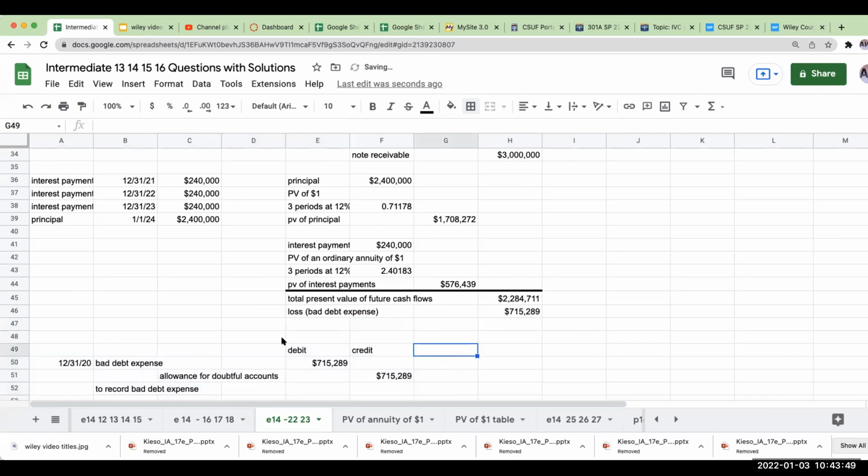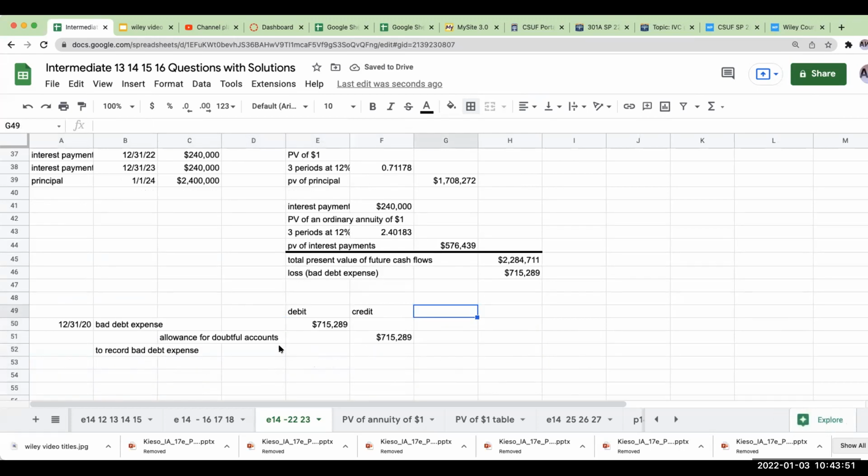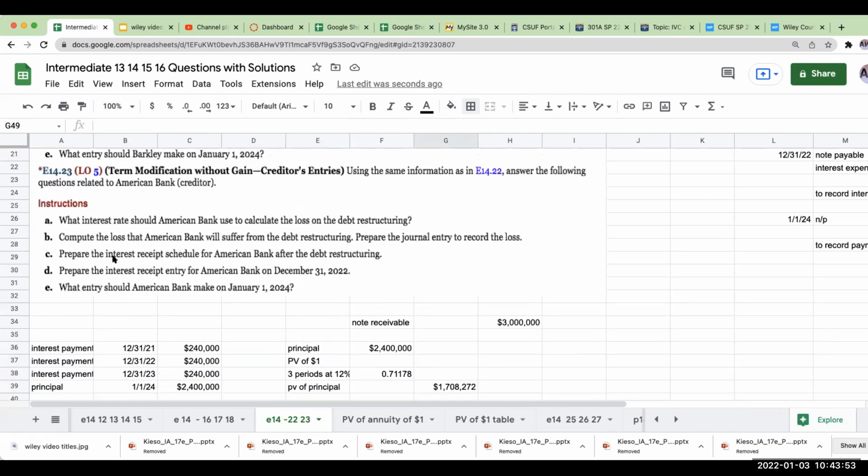Okay, so I've got this first part down right over here. Now I need to look at the second amount: compute the loss or bad debt expense from the debt restructuring. Bad debt expense, same thing. Prepare the journal entry to record the loss. Prepare the interest receipt schedule for American Bank after the debt restructuring.